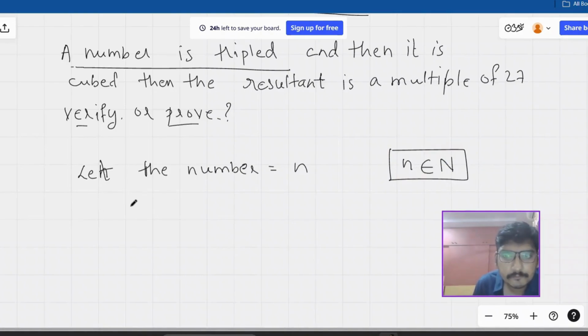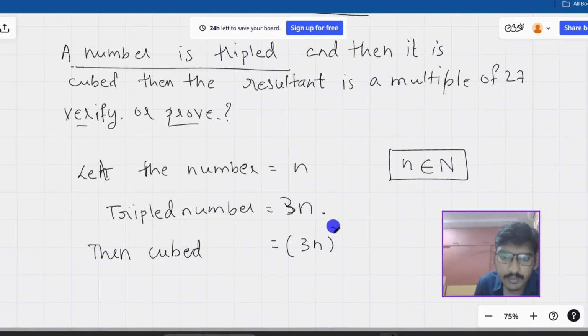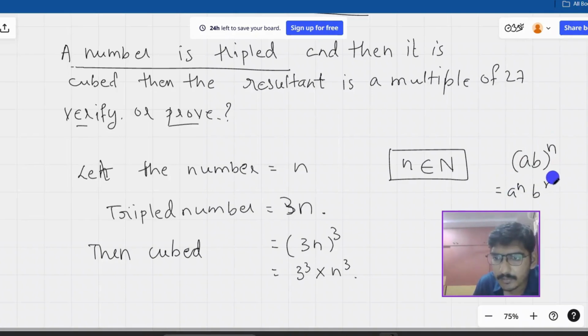After that I am writing tripled number equal to 3 into n, right? 3 into n. Here after tripling, the number becomes 3 into n. After that the result is cubed, equal to 3n whole cube. Now it becomes 3 cube into n cube, since we know that ab whole power n equal to a power n into b power n.